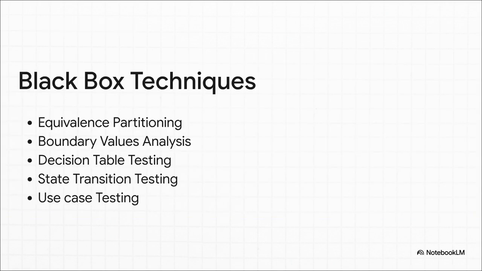Now, you can't possibly test every single thing a user could do, right? So to do this efficiently, testers use these really clever strategies like equivalence partitioning and boundary value analysis. These are just systematic ways to pick a small number of tests that are the most likely to uncover hidden problems. It's all about getting the most bang for your buck, the most coverage with the least amount of work.